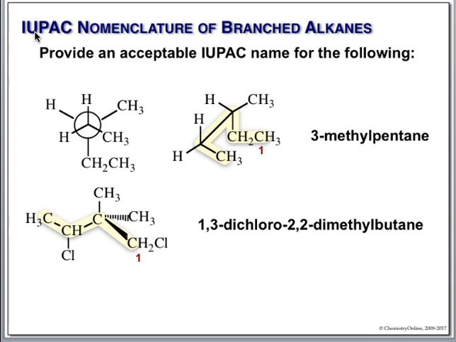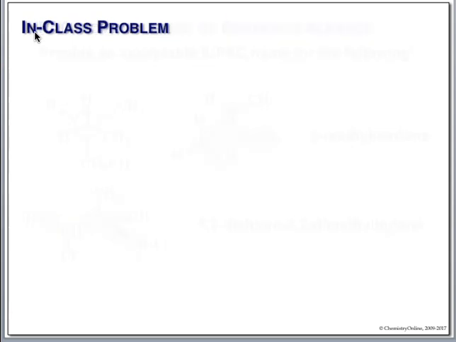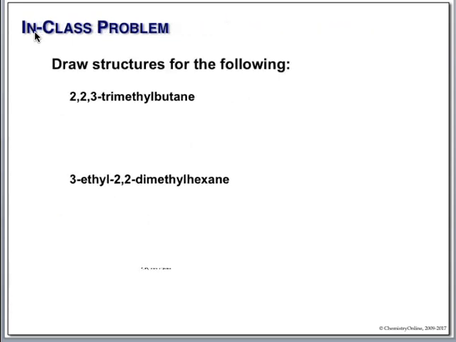Now, probably the most fun question on an exam is to go backwards, because nobody likes to write words. What if I gave you these? 2,2,3-trimethylbutane, 2-ethyl-2,2-dimethylhexane, or 2,3,4,5,6,7-hexamethyloctane. See if you can write these structures. This is actually my favorite way to test this.